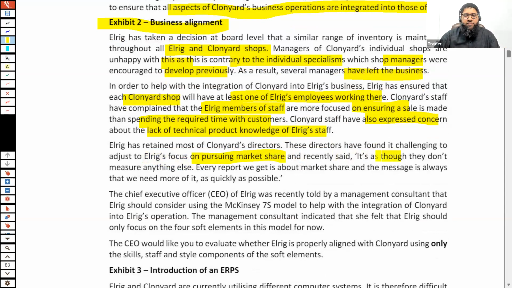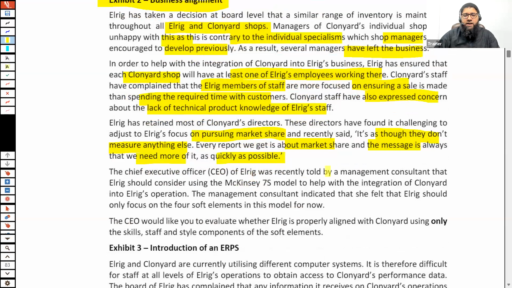One said it's tough as they don't measure anything else. They just measure the growth. They don't measure customer satisfaction. They don't measure the quality. Every report we get is about market share, and the message is always, we need more of it as quickly as possible. The CEO of Elric was recently told by a management consultant that Elric should consider using McKinsey's 7S model to help with the integration of Clonyard into Elric's operations.